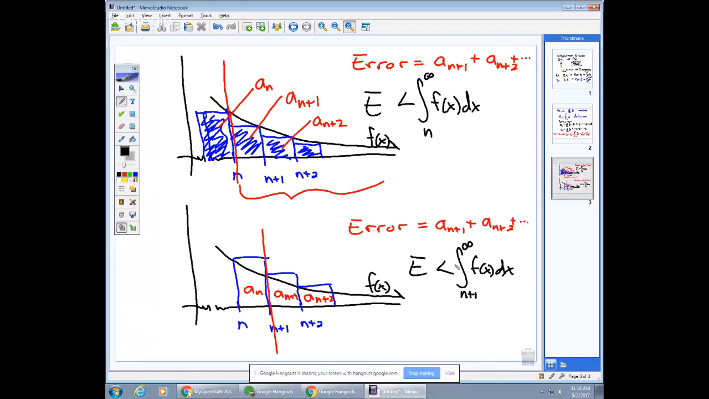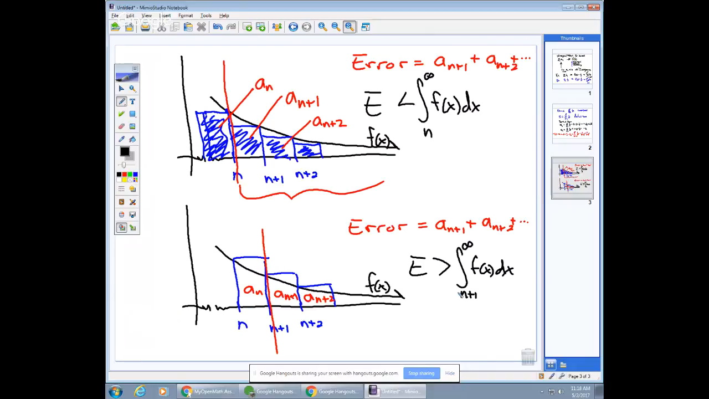Oh, drew it the wrong way. Control Z, the integral is less. There we go. So what I have here with these two pictures is the error is trapped between the integral from n to infinity and the integral from n plus 1 to infinity.